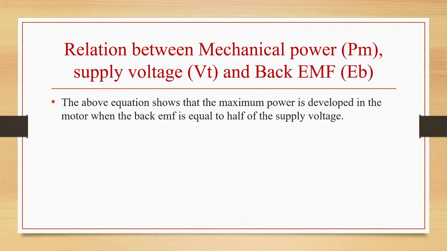So this equation, Eb equal to V by 2, shows that maximum power will be developed in the motor when the back EMF is equal to half of the supply voltage. So mechanical power developed by the motor is maximum whenever the back EMF is equal to half of the applied voltage.